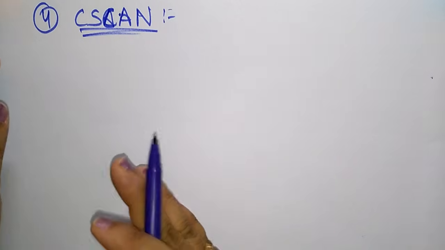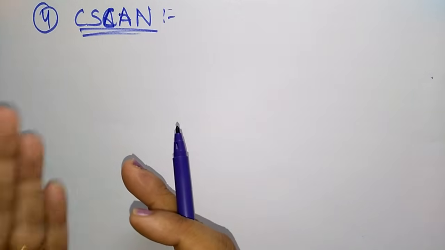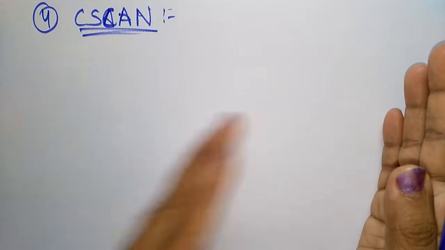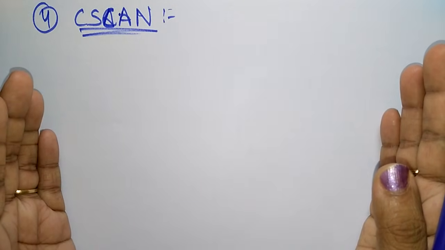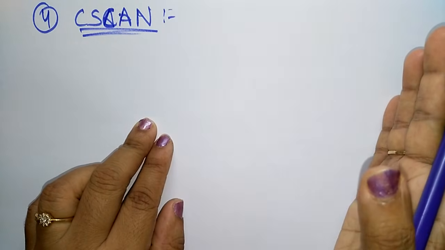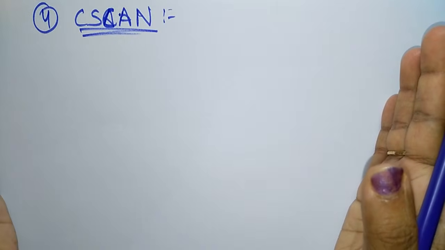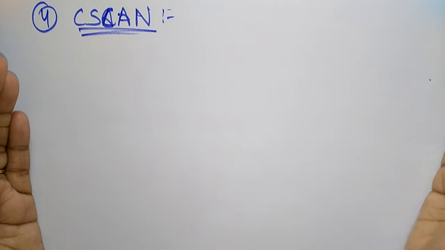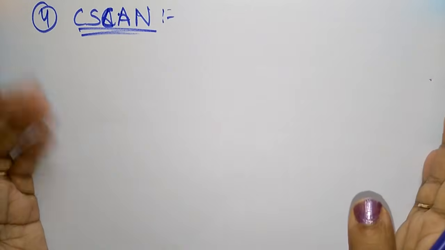Coming to the fourth type of disk scheduling algorithm, that is CSCAN. In the previous video I explained the SCAN. SCAN means we are scanning in whatever direction you take, whether towards larger numbers or smaller numbers. Once you are moving in that direction, you have to reach the end of the track. If you are moving backward, towards lower numbers, you have to reach 0 and move back. If you are moving towards larger numbers, you have to reach 199 and again move back. So that is SCAN.